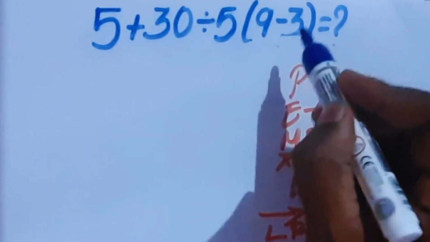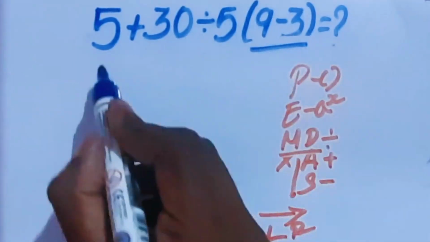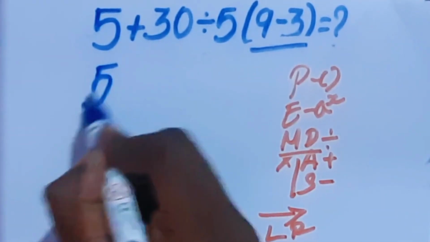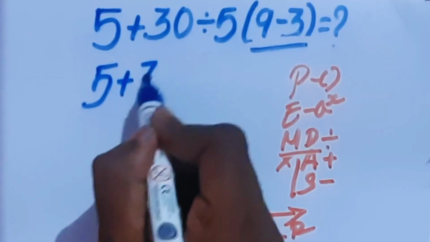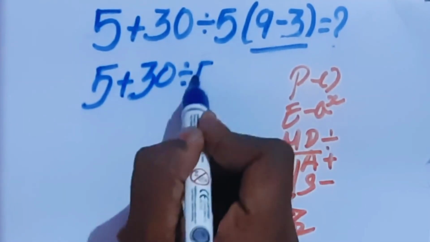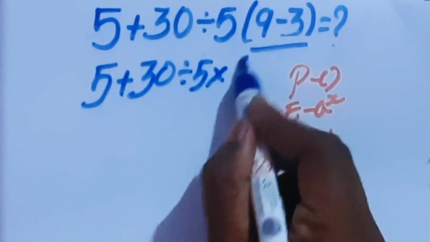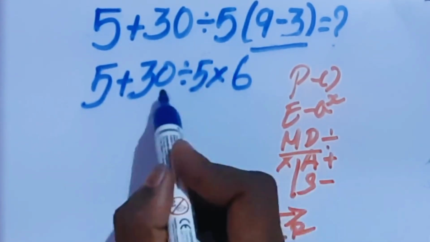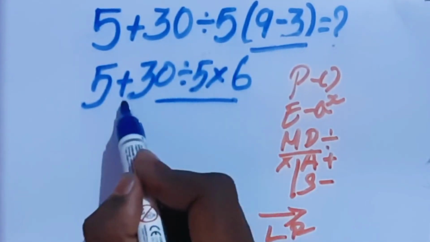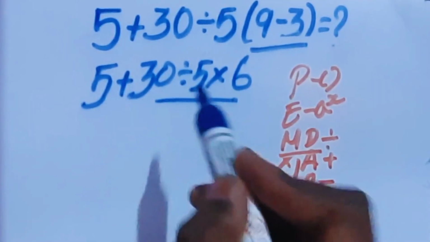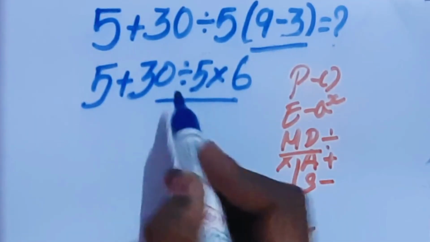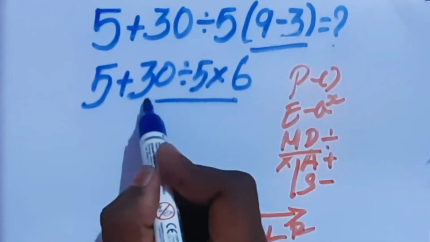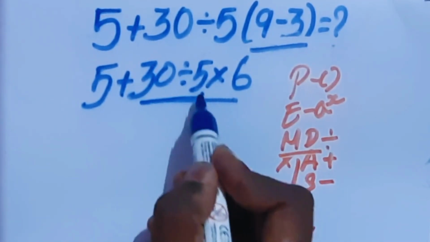As per PEMDAS, the bracket is higher priority. We have to solve this first. Now 5 plus 30 divided by 5 times this 6. Now we have addition, division and multiplication. Here division and multiplication have more priority than this addition. So we have to do this first. Between these, which comes first, we have to follow the left to right rule. So we have to complete this.